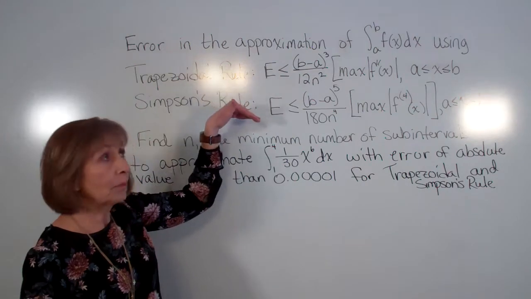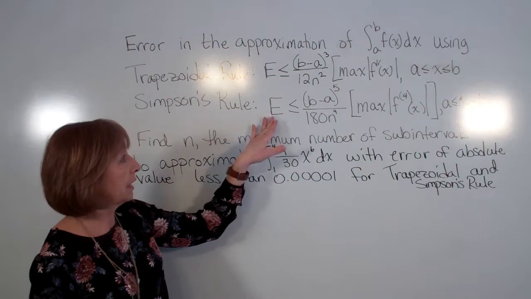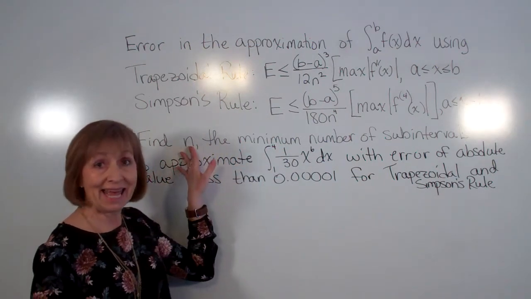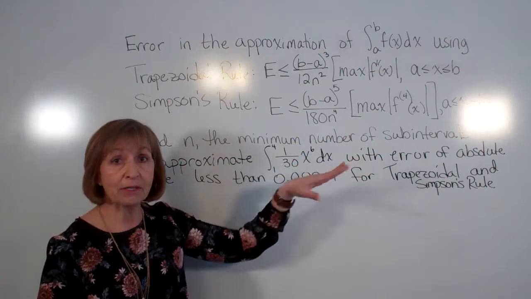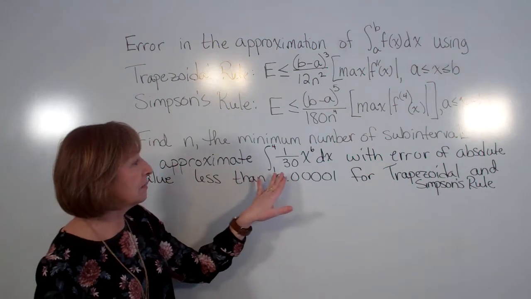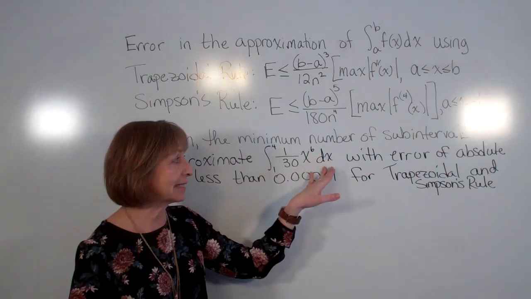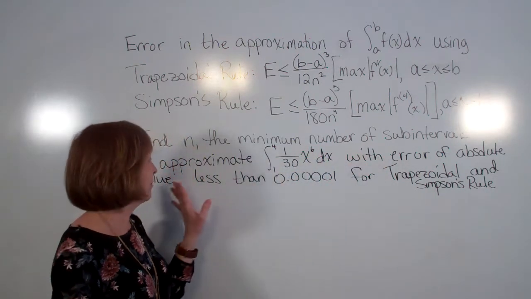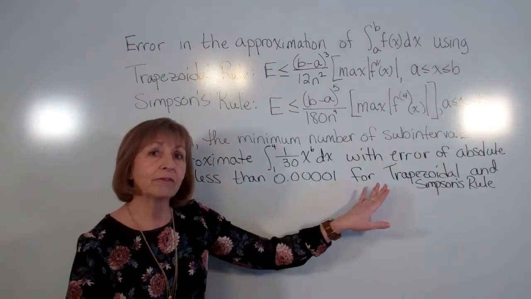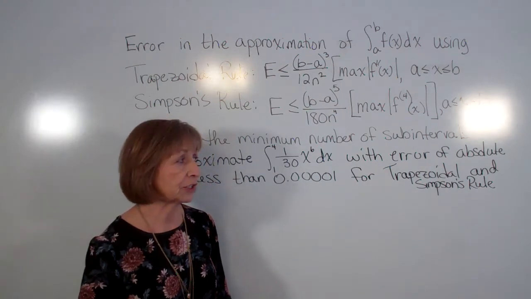I've rewritten up what the trapezoidal rule error is and Simpson's rule error. And then for our question, we want to find n, the minimum number of subintervals needed, so how many n we would have to approximate the definite integral from 1 to 4 of 1 over 30 x to the 6th dx with an error of absolute value less than 0.00001 for trapezoidal and for Simpson's rule. So we're going to do it for both situations.